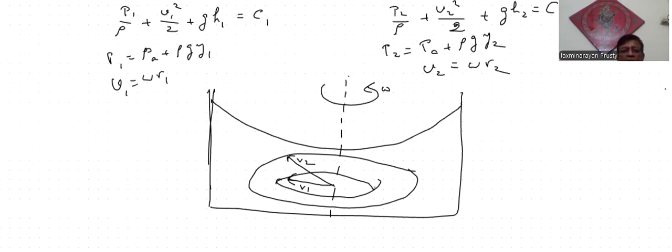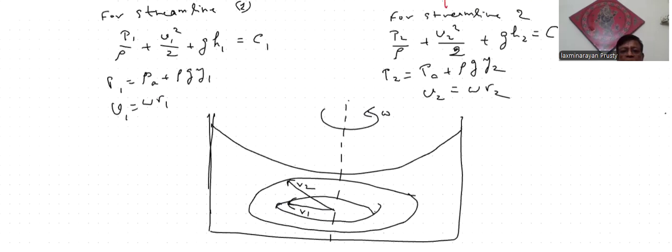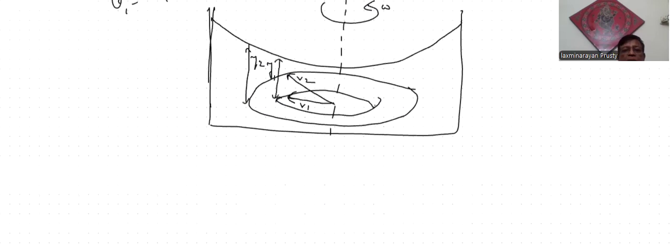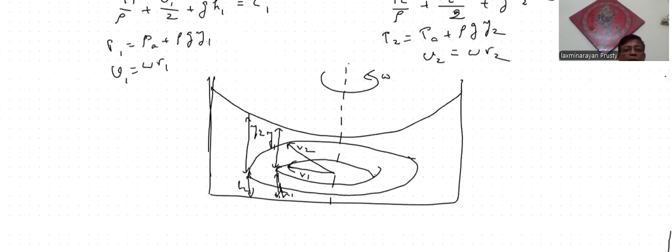And this is your H1. Sorry, Y1. This is your Y2. Obviously, Y2 is greater than Y1. This is H1, this is H2. The vertical height of these streamlines from the ground level. So H1 equals H2.